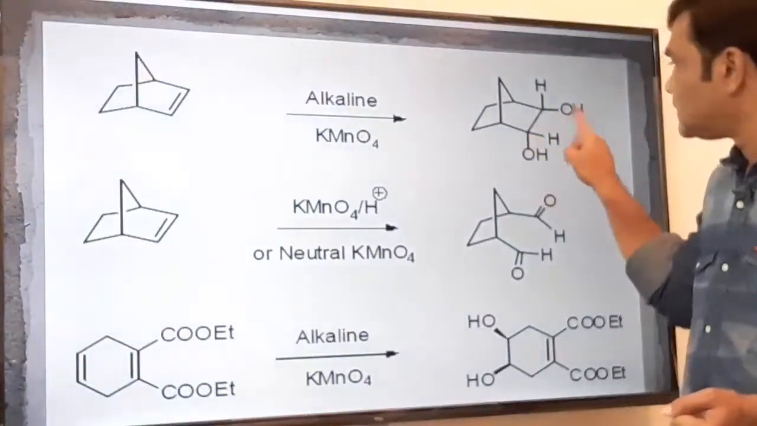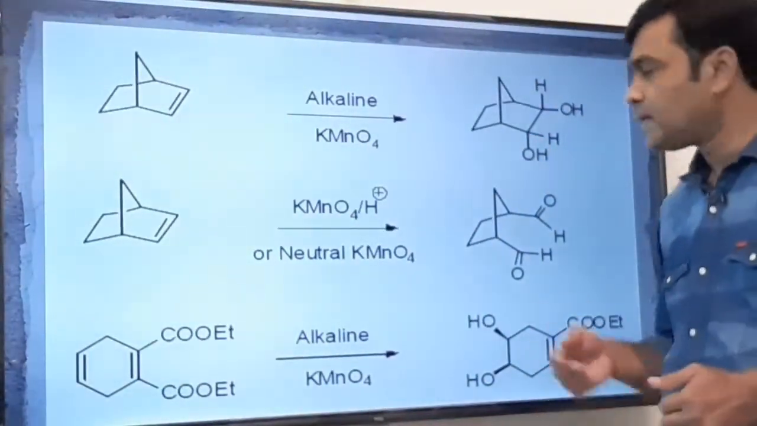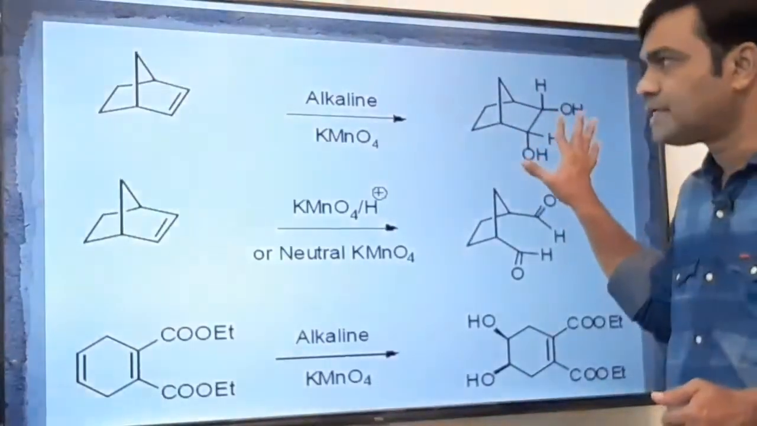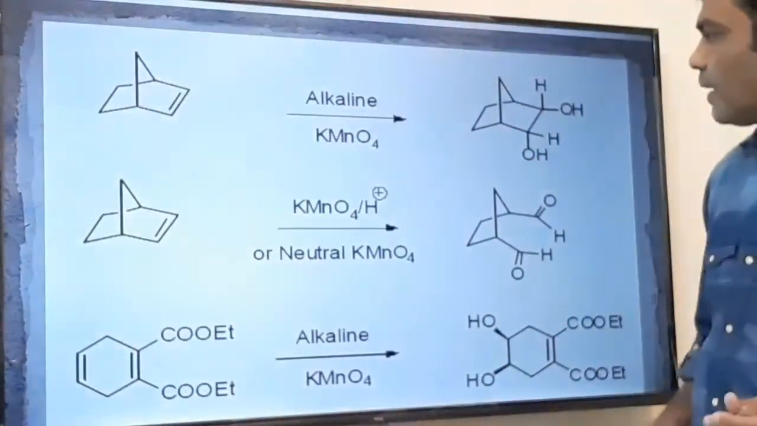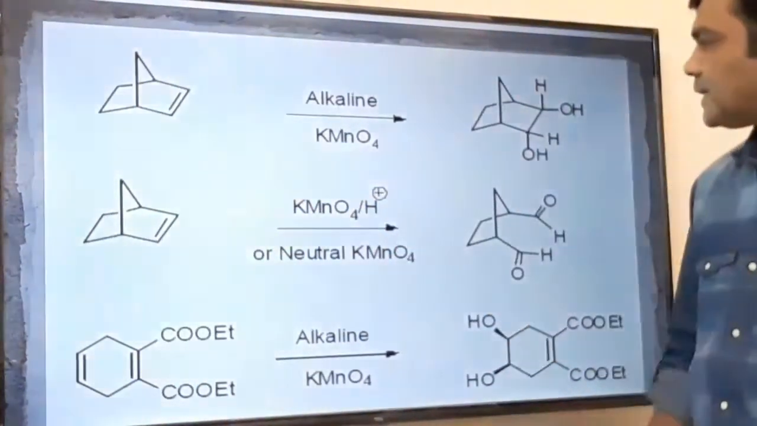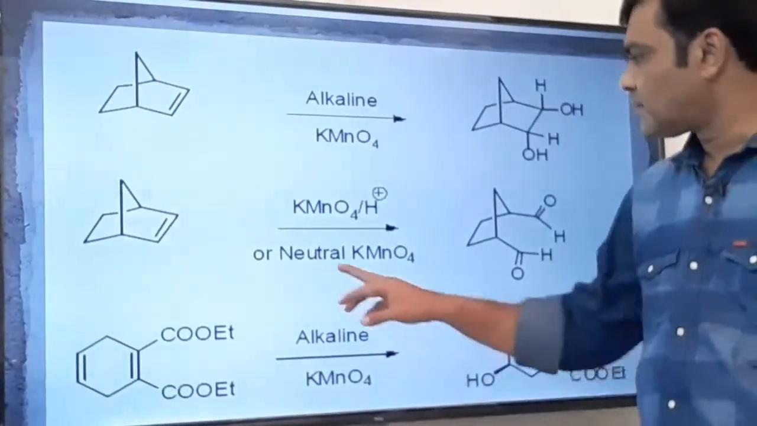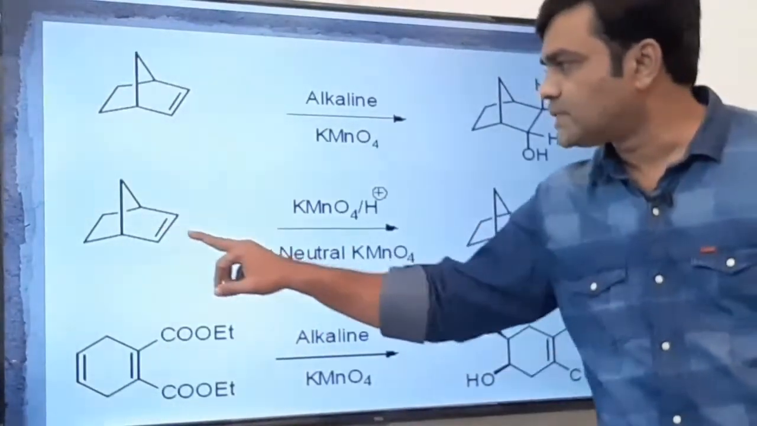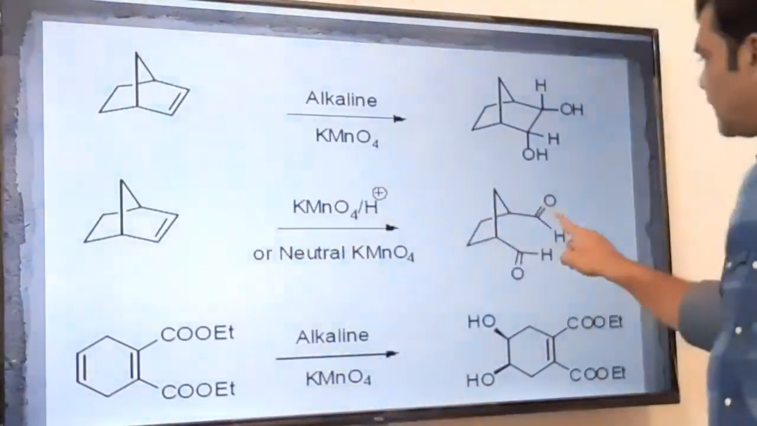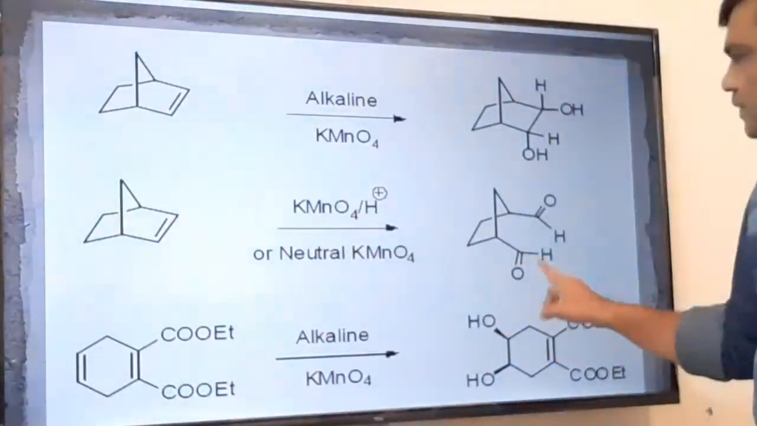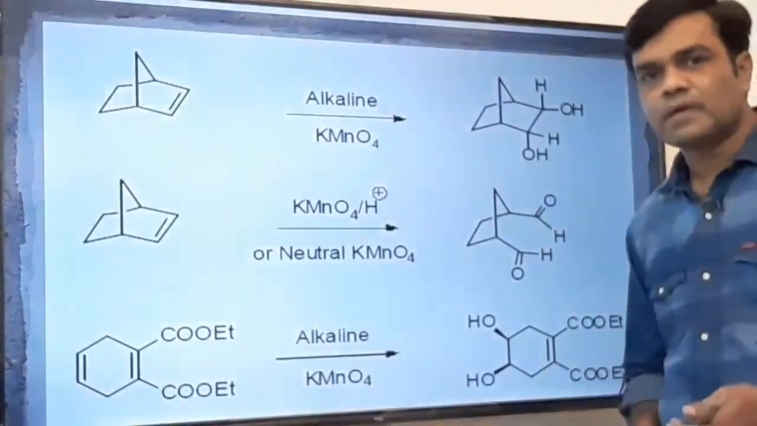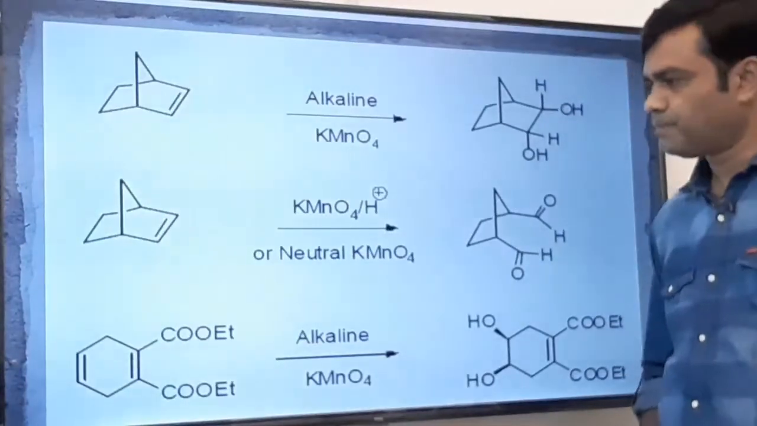So this is axial, this is equatorial, it is a cis. Or you can write in a different way, you can write here OH axial and here OH equatorial, one and the same thing. But see, same compound on treatment with potassium permanganate in acidic condition, or neutral potassium permanganate, then what happens? Carbon-carbon bond cleavage takes place. This carbon is oxidized to aldehyde, and this carbon is also oxidized to aldehyde, and that aldehyde on further oxidation will oxidize to the corresponding carboxylic acid.